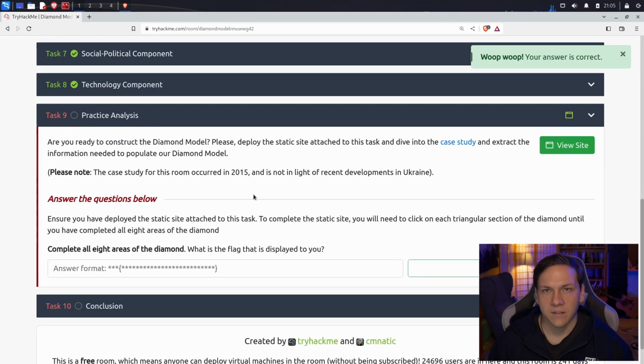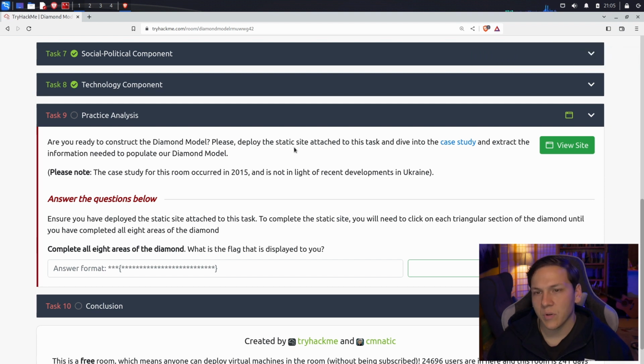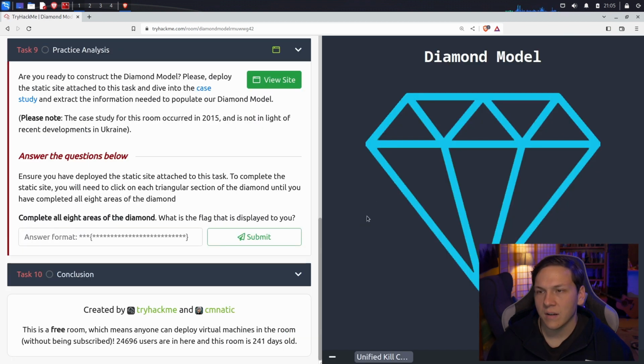Practice analysis. Are you ready to construct the Diamond Model? Please deploy the static site attached to this activity and dive into the case study and extract the information needed to populate our Diamond Model. All right.